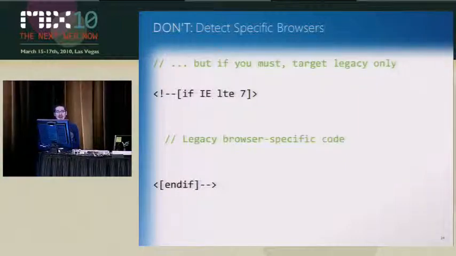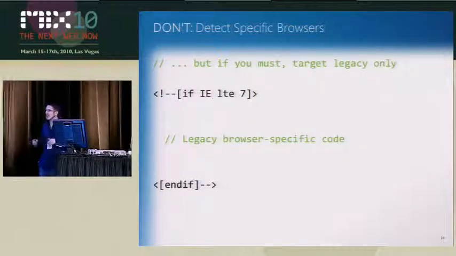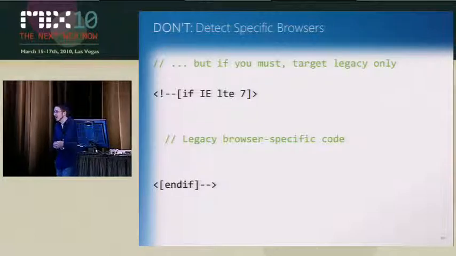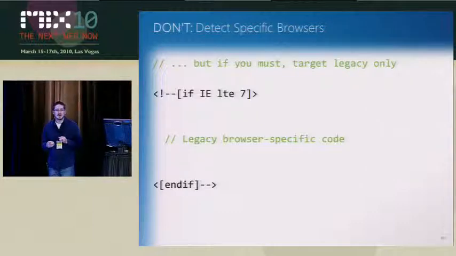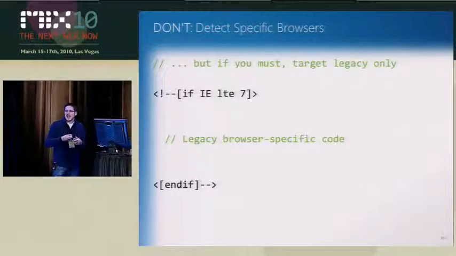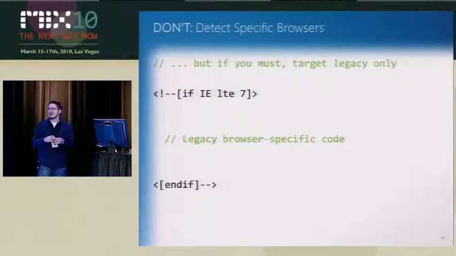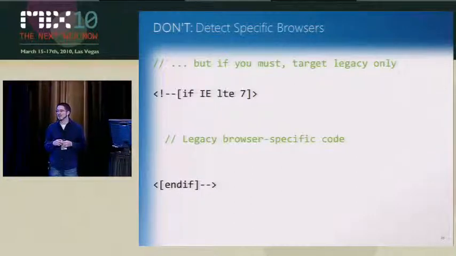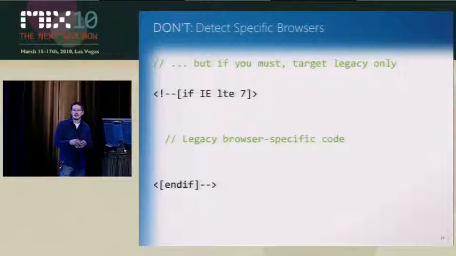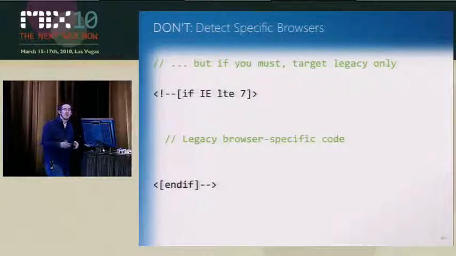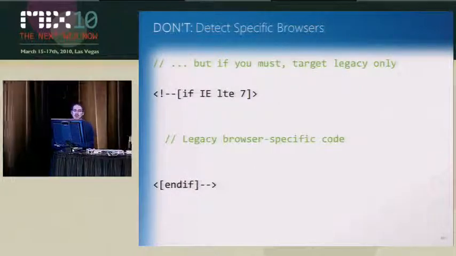Now, if you have to do the version detection, because sometimes it is admittedly a little bit more complicated to do behavior or feature detection, make sure you target legacy only, because this is a lot safer. You're not playing that guessing game that I talked about earlier, where you're wondering whether something's going to be fixed or added in the next version. Things that have occurred in the past and have already been changed are a much more reliable form of something that you can detect.